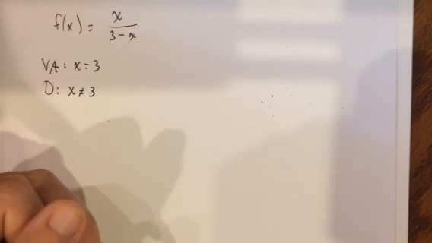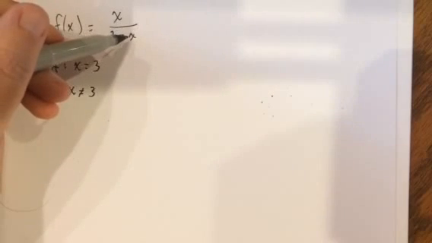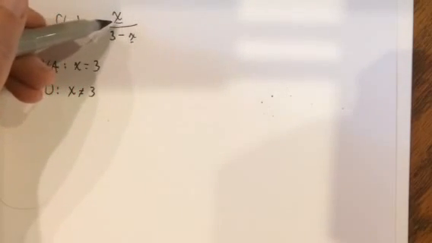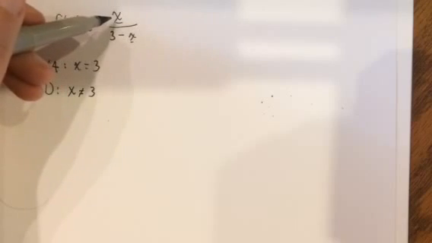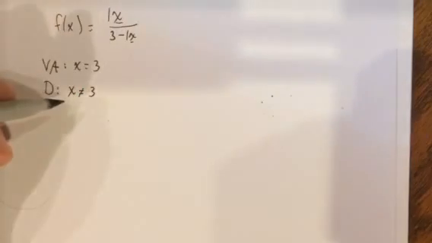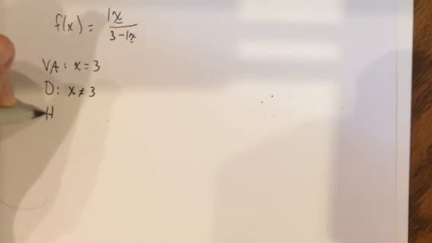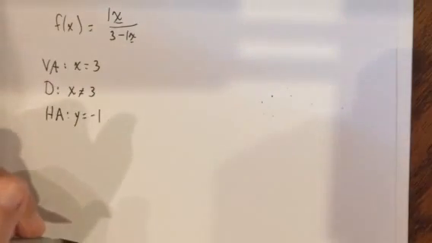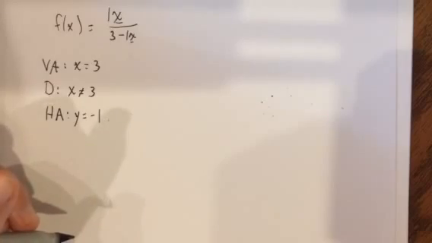For my horizontal asymptote, I could do long division, but I know when I do long division, I'm basically just going to be dividing my highest x into my highest x. So I can just look at the ratio of that and say, okay, what is 1 over negative 1? 1 over negative 1 is just negative 1. So y equals negative 1 is going to be my horizontal asymptote.